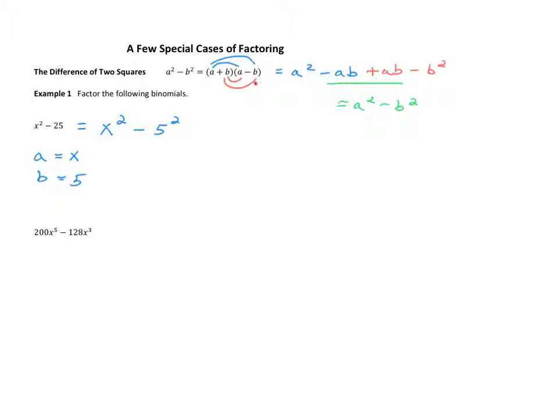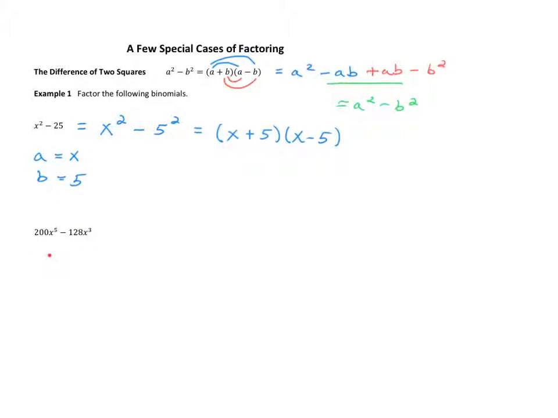If you now go up to this formula, we can simply put an x in place of all the a's and a 5 in place of all the b's to complete this process. That is, we have, well, I'll put x plus 5 times x minus 5. Since we know this formula is true and we have a difference of two squares and we know what a and b are equal to, we can simply plug them into this formula.